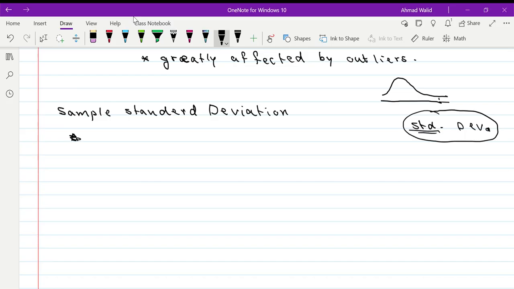Okay, first notation, or let me write this way. Sample standard deviation denoted by lowercase s. Correct? If you are dealing with a sample, sample standard deviation denoted by s. Now, I can say s equals.